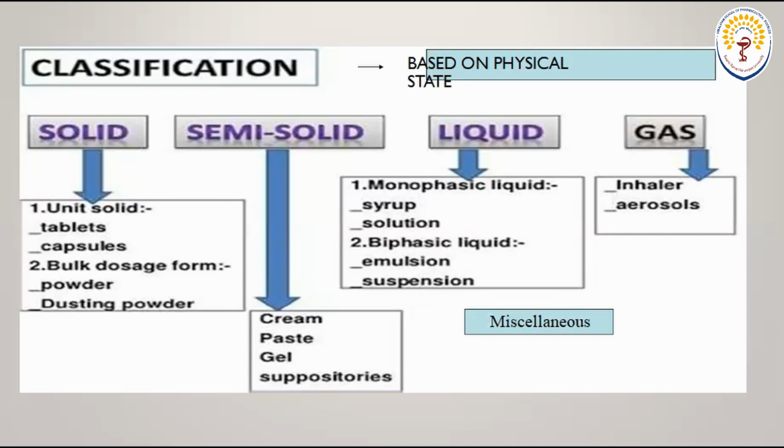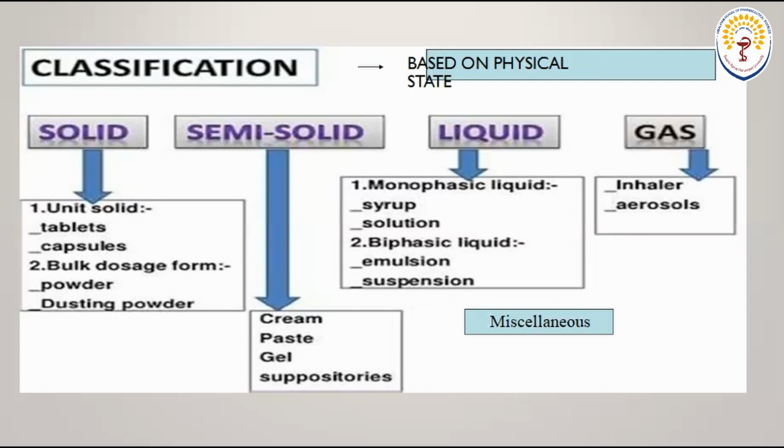Now semi-solid dosage forms, in which the dosage forms are ointment, cream, paste, gel and suppositories. Next is liquid dosage form, monophasic liquid dosage form. Monophasic, as the name indicates, has only one phase of liquid or solvent.